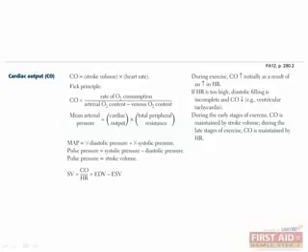Now, there are a lot of equations here, but the most important thing to remember about cardiac output is what it actually is. Cardiac output is a measure of the volume of blood that the heart can pump out in a given amount of time. In essence, cardiac output is a measure of how fast the heart is pumping and how much the heart is pumping. Once you have that down, it's easy to fill in the details.